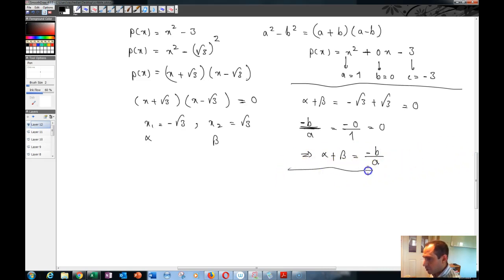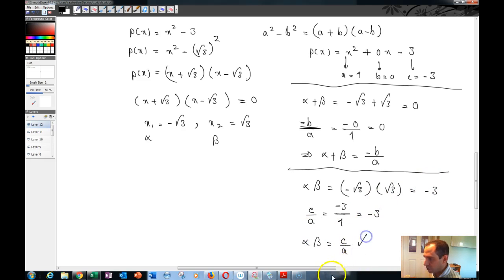And another relationship that we can check here, if you calculate alpha beta, it's going to be equal to negative square root of 3 times square root of 3, which is equal to negative 3. And c by a here is equal to negative 3 divided by 1, which is actually negative 3. So you see that alpha beta is equal to c by a. So again, alpha plus beta is negative b by a, alpha beta is c by a.